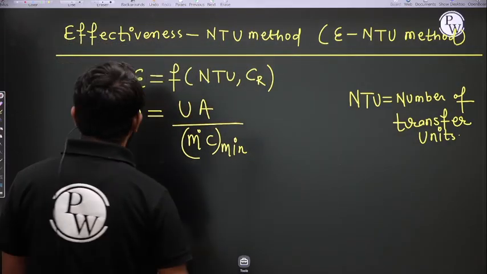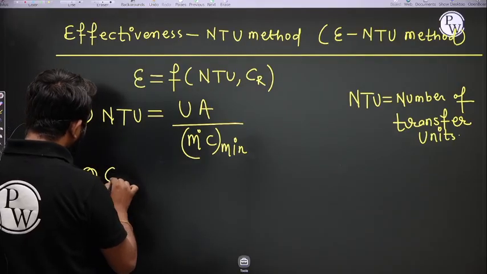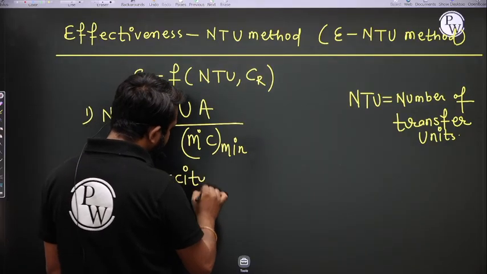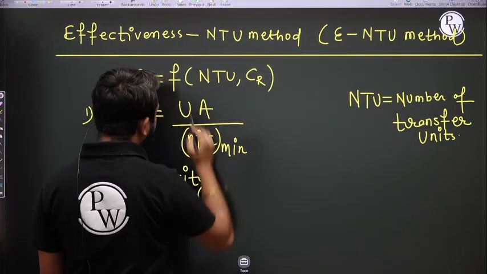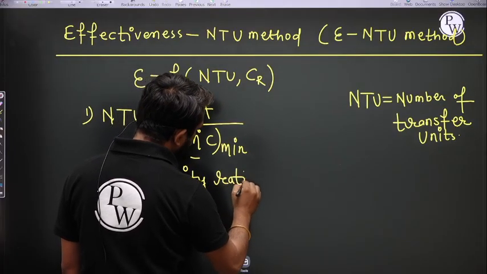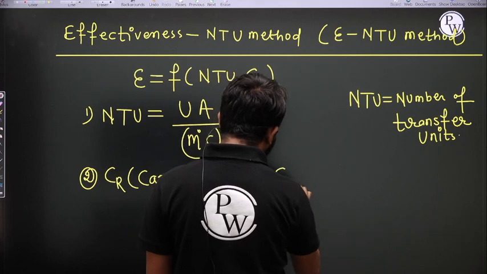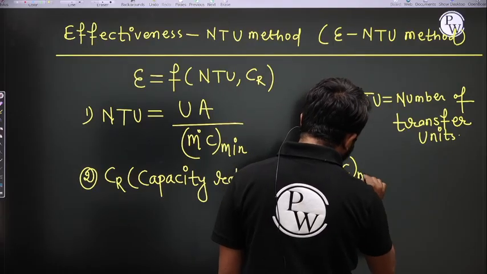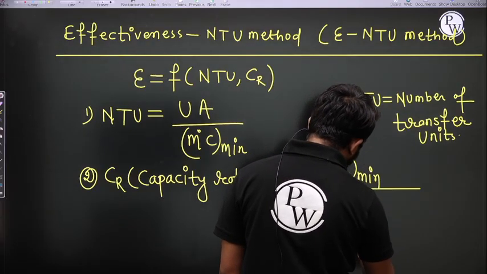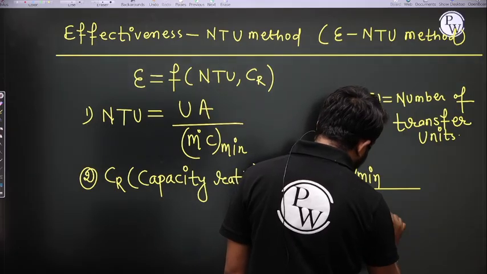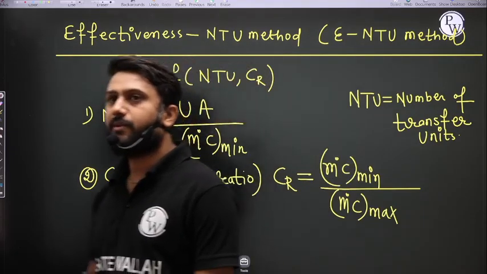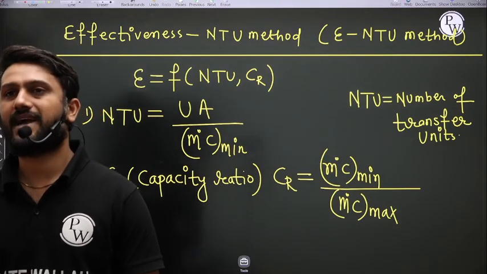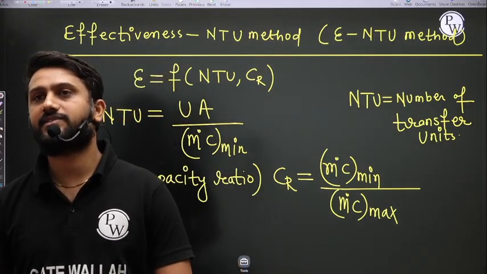Okay. Now, next is CR. What is this CR? This CR is the capacity ratio. And what is this CR? This CR is equal to the minimum heat capacity rate to the maximum heat capacity rate, right? That is the CR, the capacity ratio.